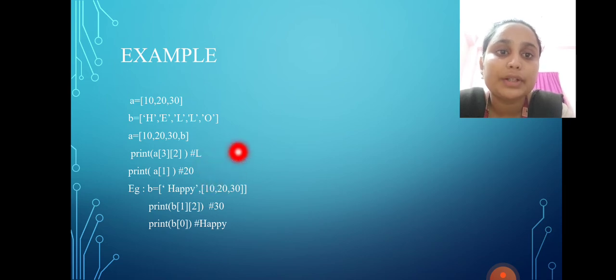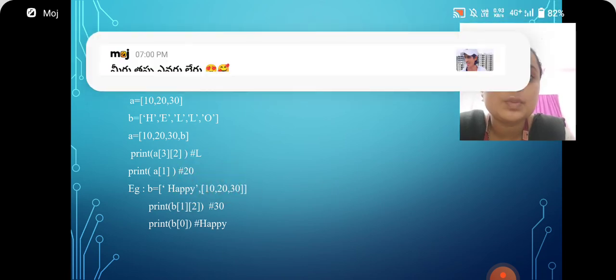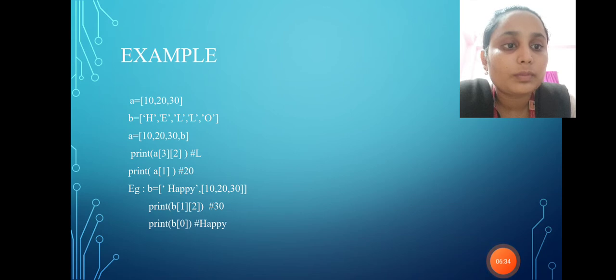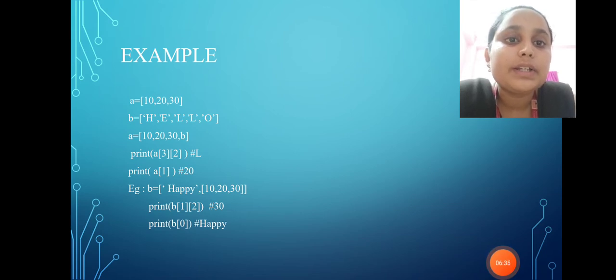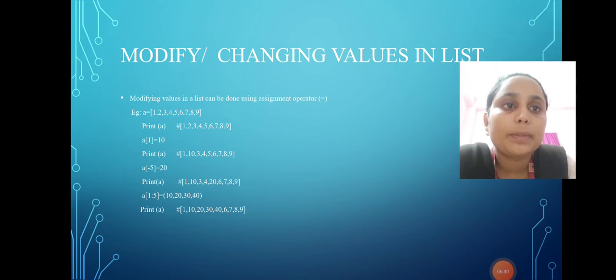That is 10, 20, 30. This is the list. In that list we have to access the second index value. So 0, 1, 2, it returns 30. In the same way, B of 0 returns happy. In this way, the nested list performs its action. Let's go to the next topic.